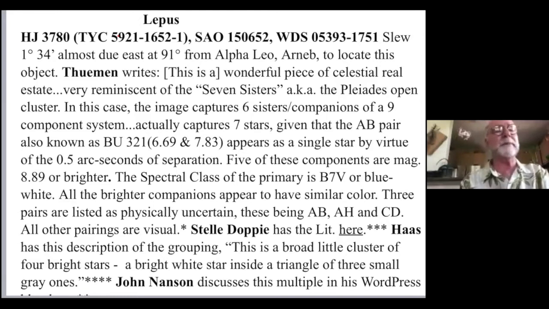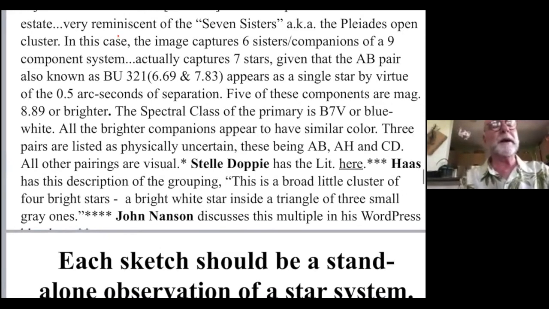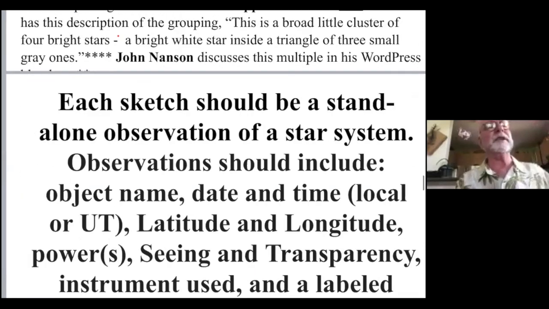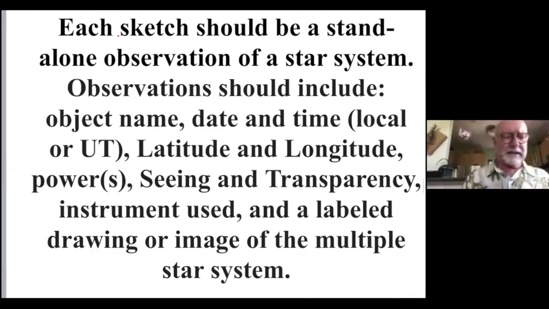If it's applicable, some of them she doesn't quote on. John Nansen is a very, very good double star and multiple star observer who has a WordPress blog called Star Splitters. And you can go to his site. There's a link. So each one of these annotations has quite a bit of information to help you observe the objects.